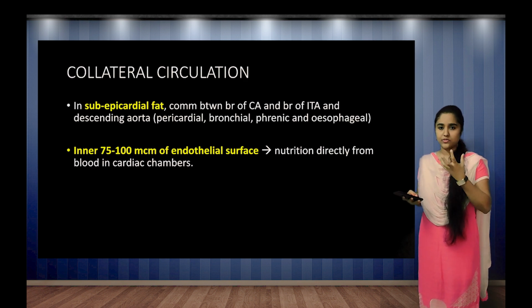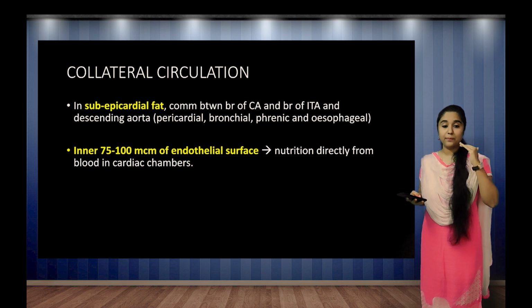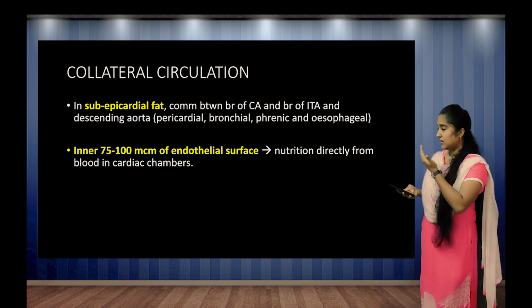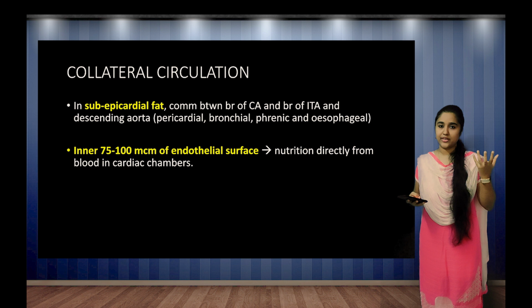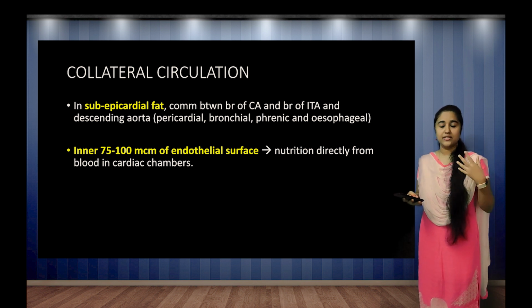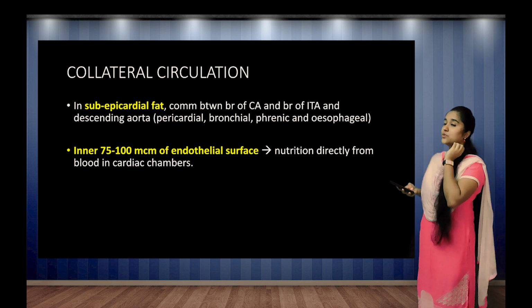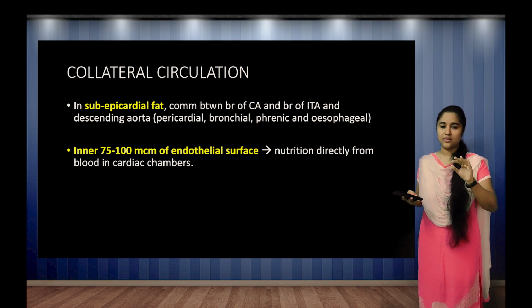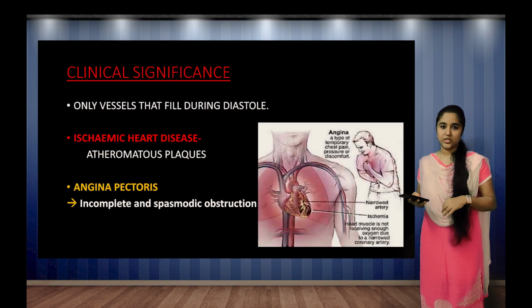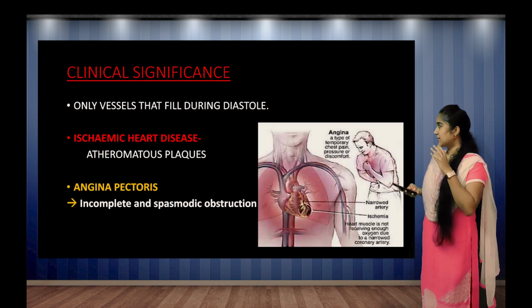Now, there is some collateral circulation. So, in the subepicardial fat, there are communications between the branches of the right and left coronary arteries as well as the branches of the internal thoracic artery and descending aorta. Some of the branches are the pericardial, bronchial, phrenic and the esophageal branches. And the inner 75 to 100 micrometer of the endothelial surface gets nutrition directly from the blood in the cardiac chambers. Now, what is the clinical significance?